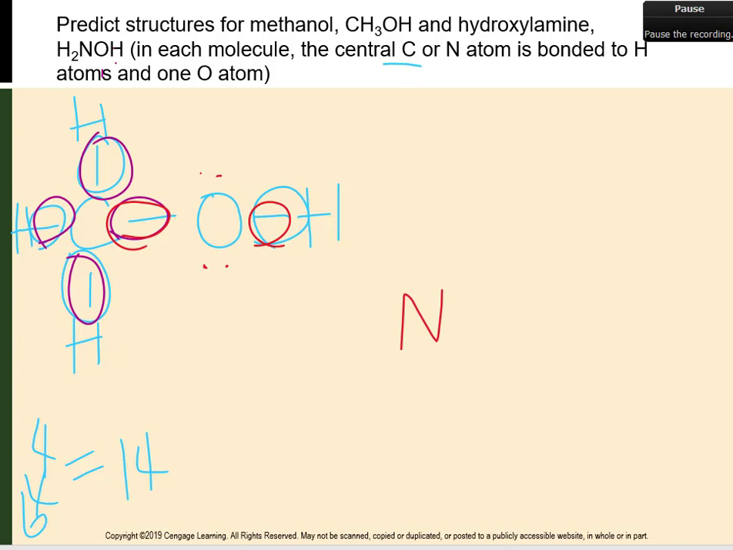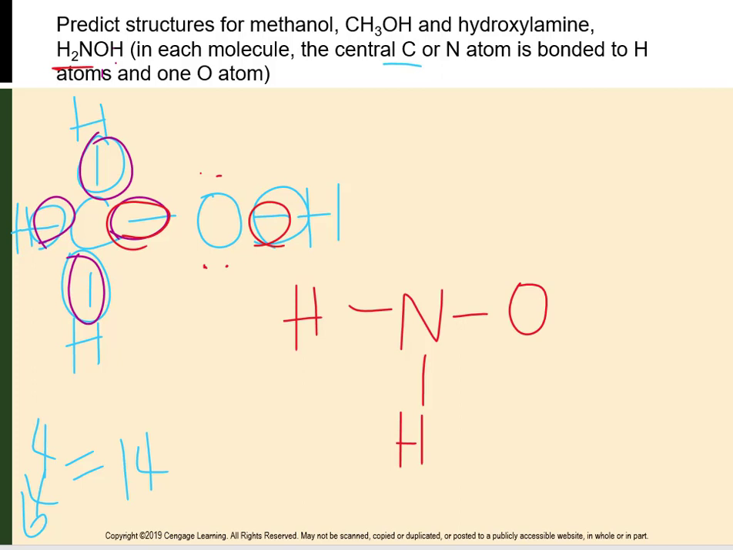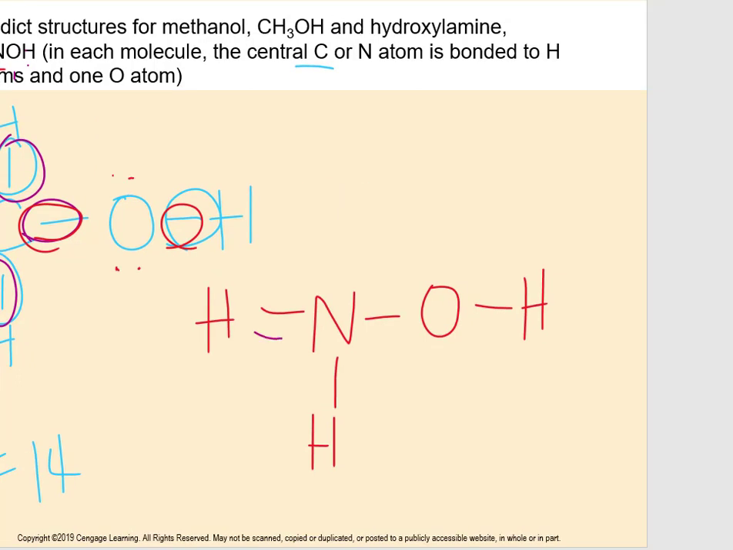We have nitrogen, and there's two H's attached to it. Again, it doesn't matter if these are going up or down or left to right. Doesn't matter. Two H's attached to my N. It told me that my N was attached to an O, and there's an H attached to that O. Now let's look at our electron count. Let's change color here. My hydrogens are happy. Two for that hydrogen, two for that hydrogen, two for that hydrogen. Okay. My nitrogen.